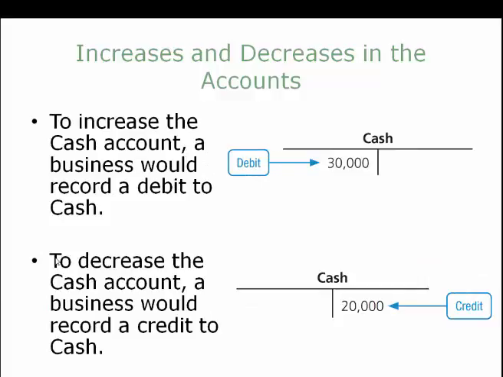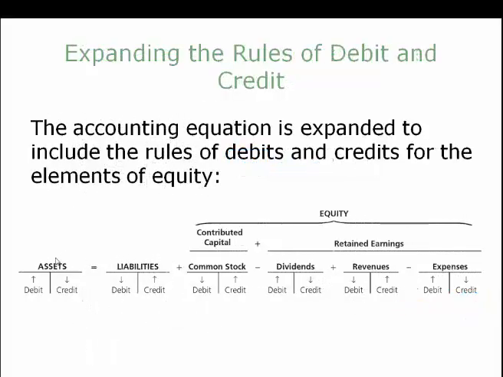And you notice here's what you would do to do an entry. If I want to increase cash, I'm going to debit it. It'll be on the left side of the T account. And if I want to decrease cash, I'm going to credit it. It's going to be on the right side of the account.